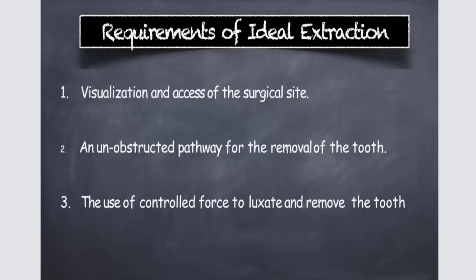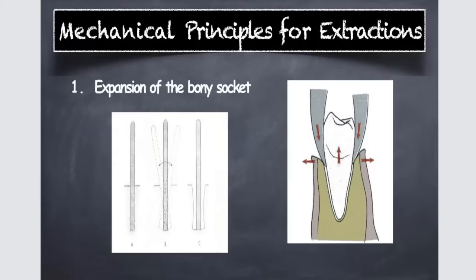We'll use a periotome to separate it from that soft tissue. We'll then use an elevator in many situations to help luxate it a little, and then the removal or delivery of the actual tooth would be done with a forceps or even a hemostat, as you'll see in a little bit. So we want to be able to expand this bone.